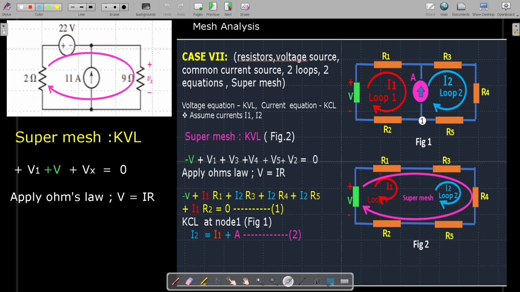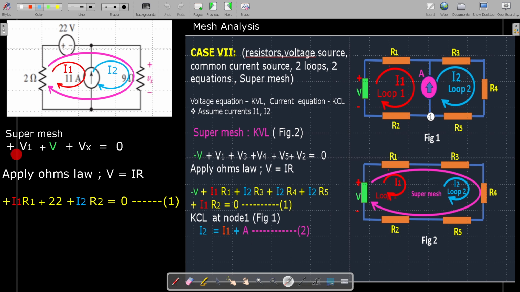The next step is to apply Ohm's law. What is Ohm's law? V is equal to IR. That is, V is the product of current and the resistance. There is no need to replace this V by IR because the magnitude is known to us. Only this V1 and this Vx are to be replaced. So what is this V1? We know that this is the voltage across this 2 ohm resistance with the current I1 flowing, so we can write it as I1 R1. That means this R1 is 2 ohms, isn't it?